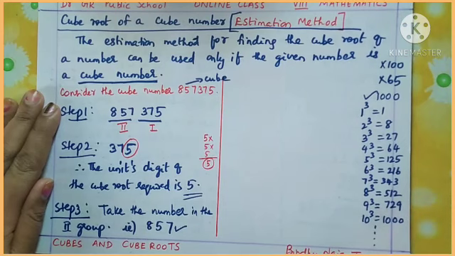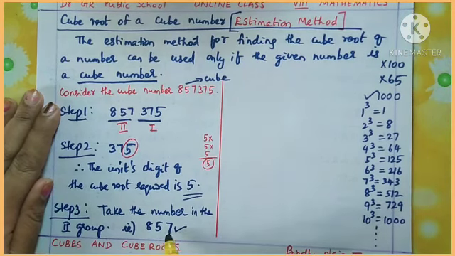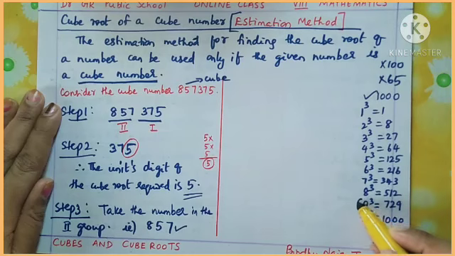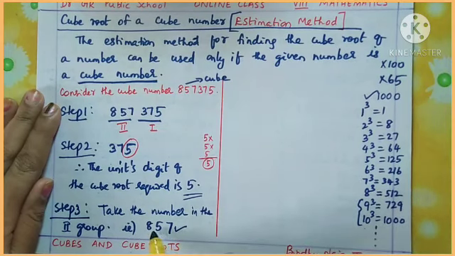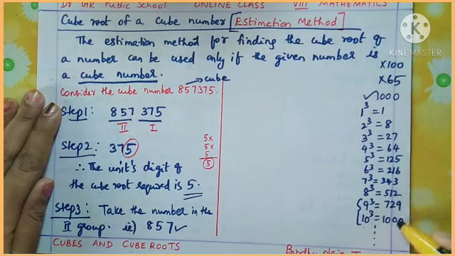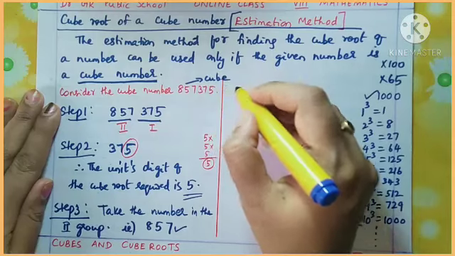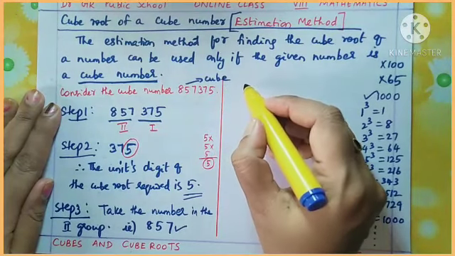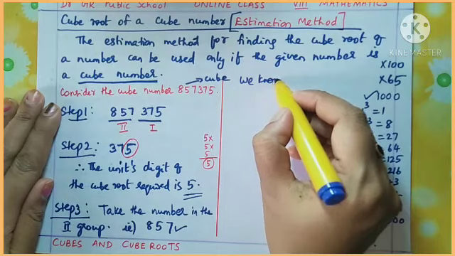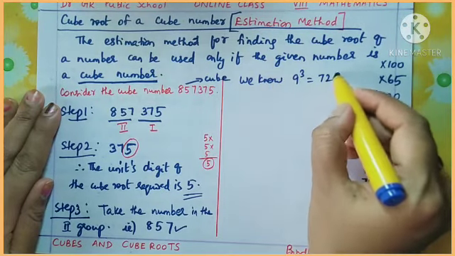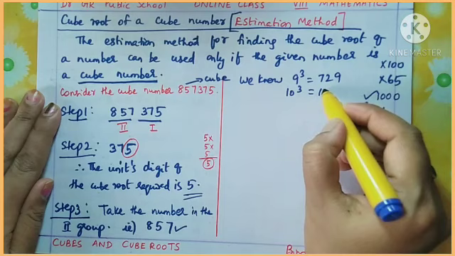Now, what we are going to do in our cubes, this number 857 lie between what two numbers? So, clearly when you see the cubes of this number, we can understand that 857 comes between 9 cube and 10 cube, because 9 cube is 729, 10 cube is 1000. So this 857 lie between these two numbers. Okay. So that is the step we are doing in step 3. That is, we know 9 cube is equal to 729, 10 cube is equal to 1000.